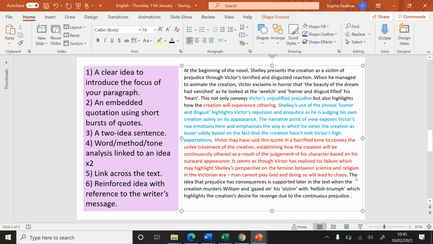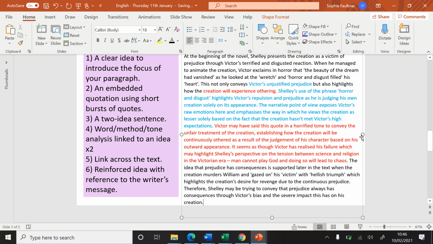And then I'm going to reinforce my writer's message. Remember, we would have had the thesis before this point, and that would have included my writer's message. So I'm going to imagine that my message would be something like this. Therefore, Shelley may be trying to convey that prejudice always has consequences. And then I'm going to link that specifically to my paragraph through Victor's bias and the severe impact this has on his creation.